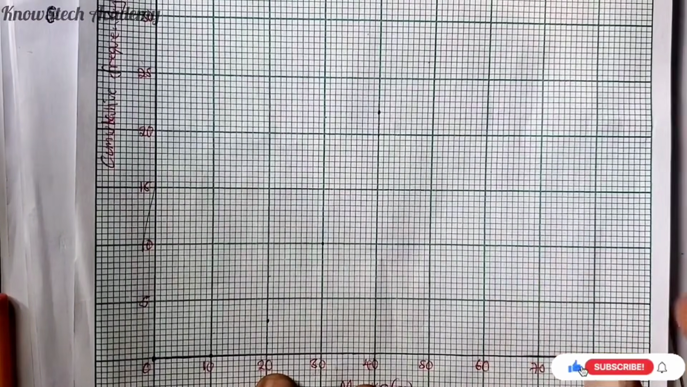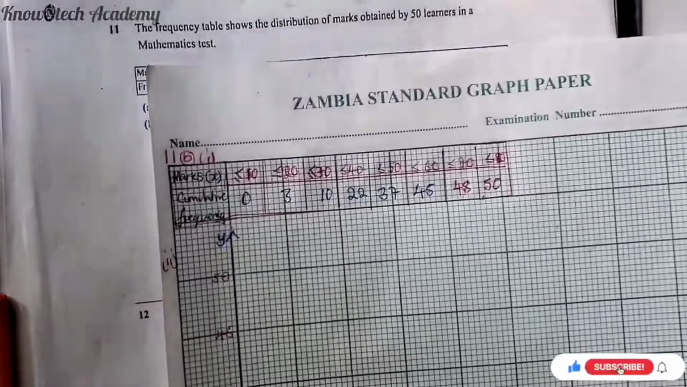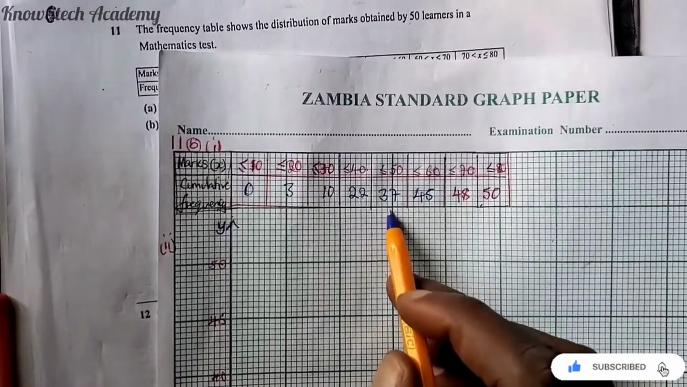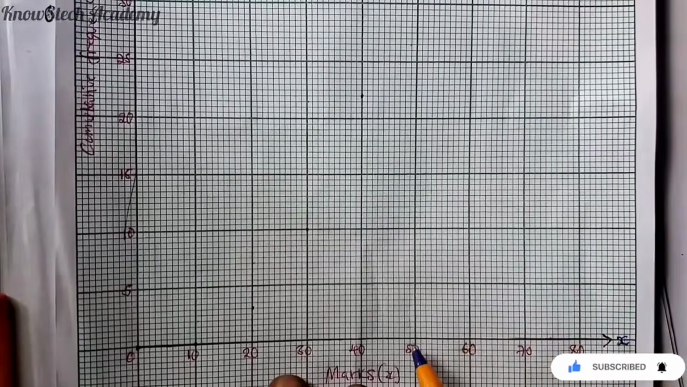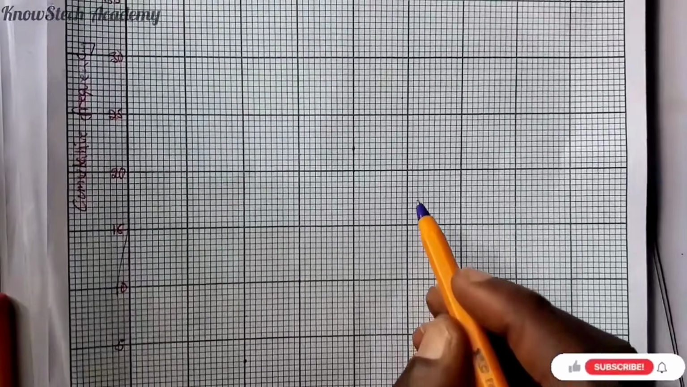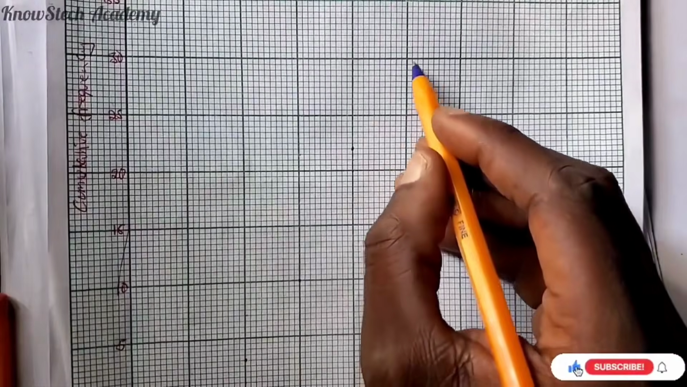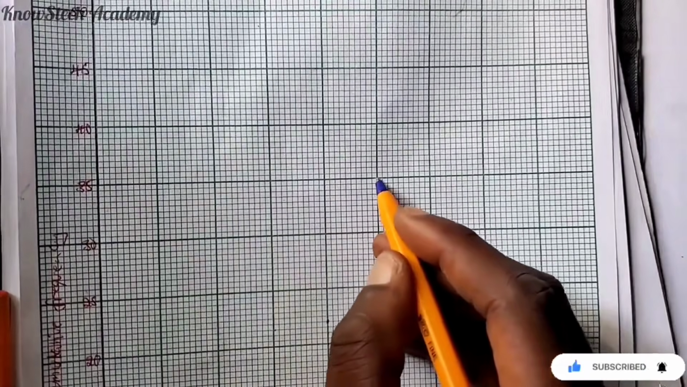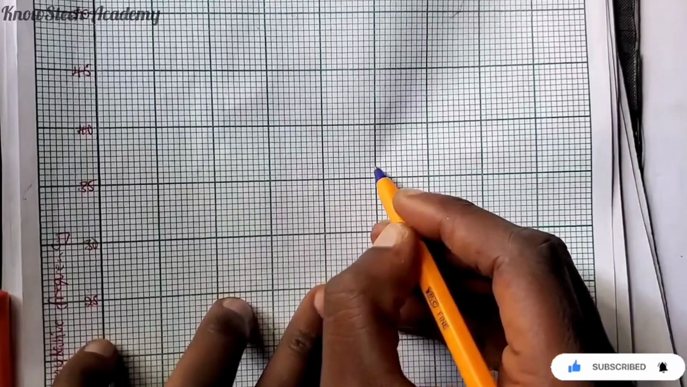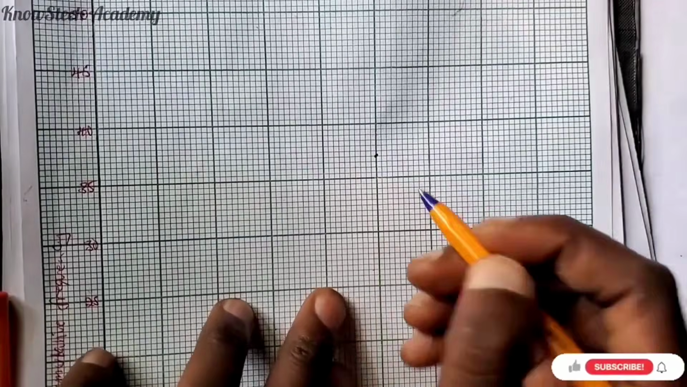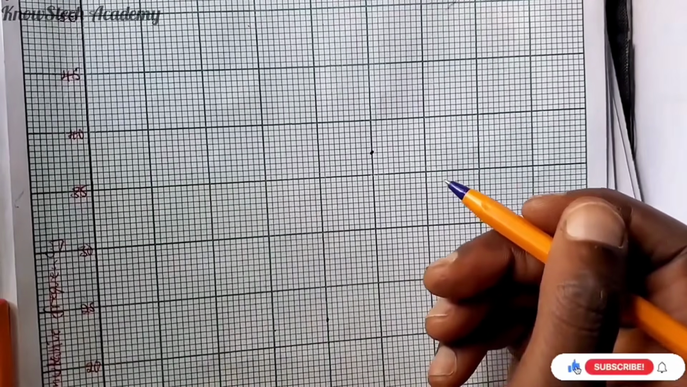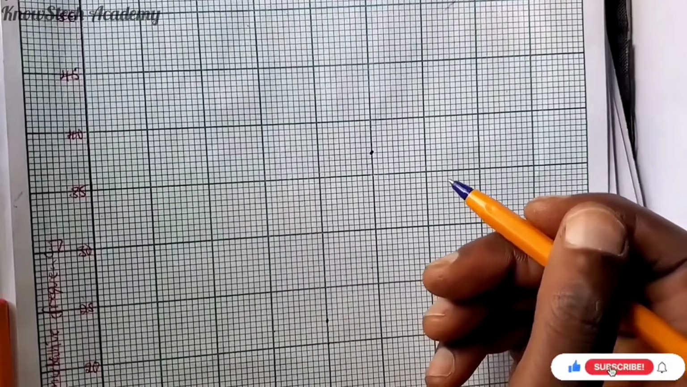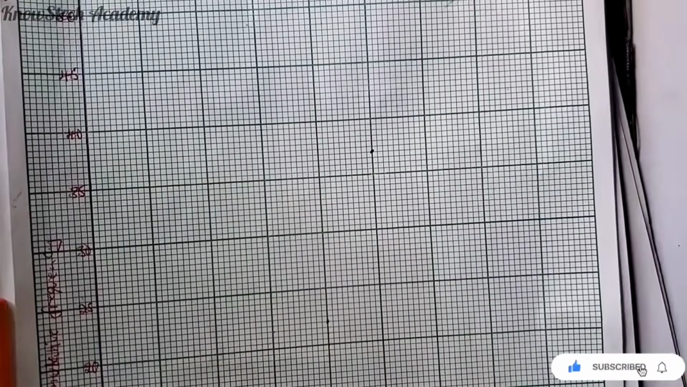Next coordinate is 50, 37. Where 50 is here, then 37: 30 is here, 35 is here, 36, 37. Remember, 2 boxes represent 1 unit, like what we've discovered.